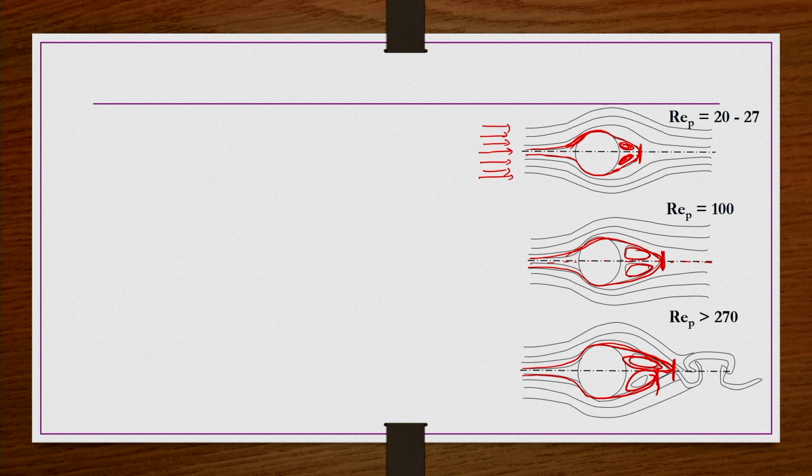And then if you further increase the Reynolds number, these vortices may break, and a kind of non-periodic or periodic vortices may be forming like this. Okay.